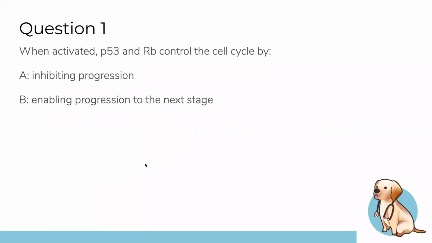Quick questions. Question 1. When activated, P53 and RB control the cell cycle by, do they inhibit stuff or do they enable stuff? Indeed, they inhibit stuff. Thank you.